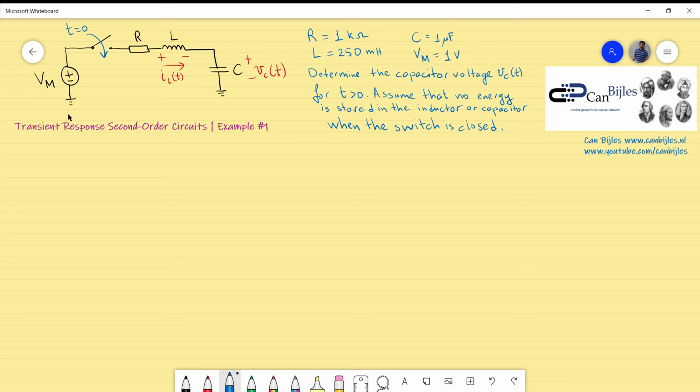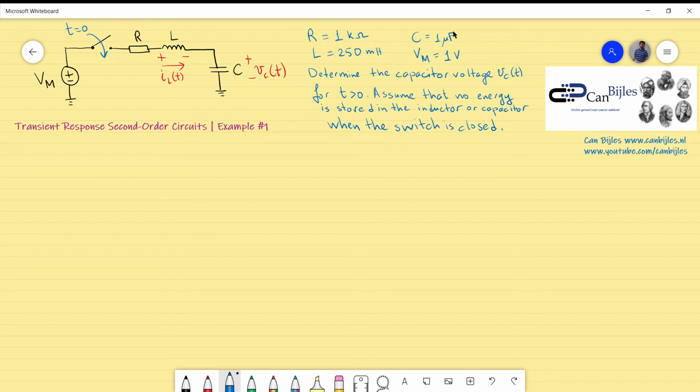We continue with the transient response of second order circuits. That is our example number 1. We will consider the RLC series circuit. In this example, we have a voltage source VM, there's a switch that will be closed at time equals 0, and there are 3 components R, L and C.